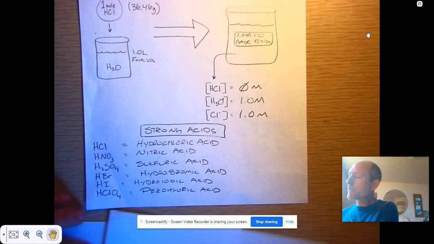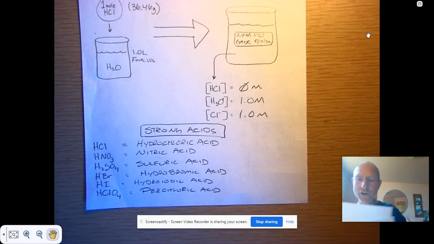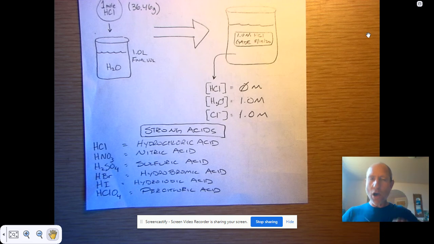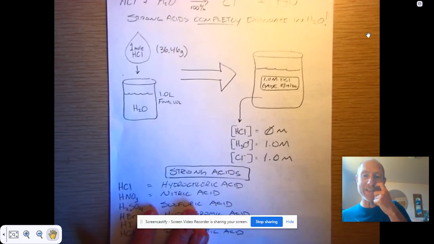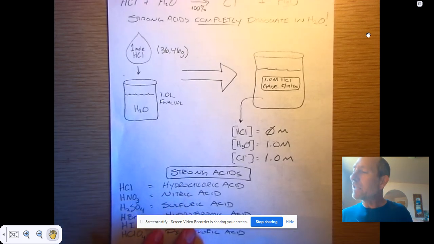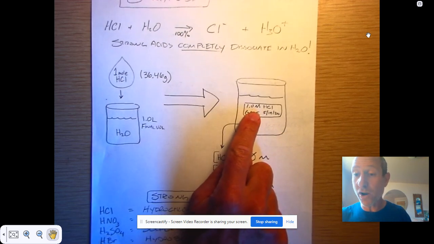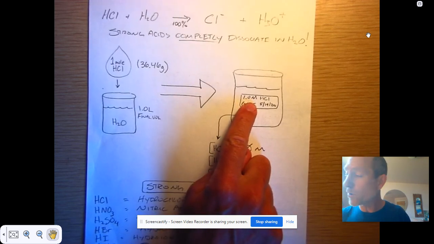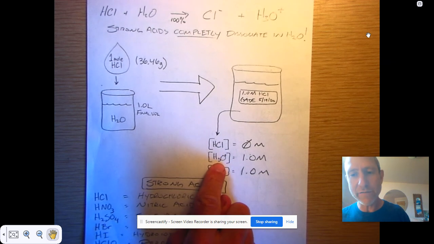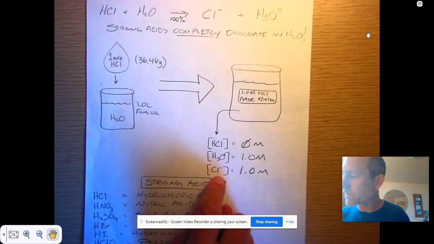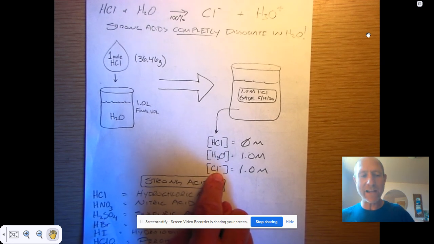So that's the strong acids. What do strong acids do? They dissociate. How often do they dissociate? Cien por ciento, 100% of the time. They never don't. If you know the concentration of the strong acid, then you know the concentration of the hydronium, and you also know the concentration of the anion.